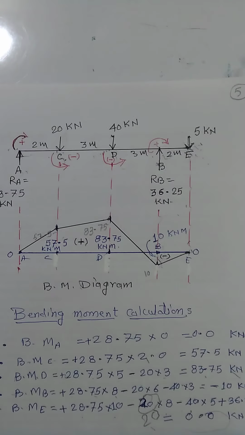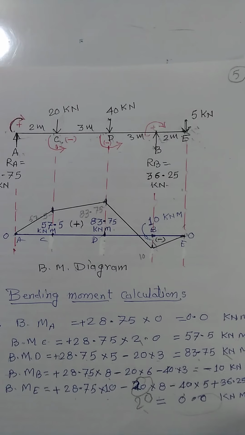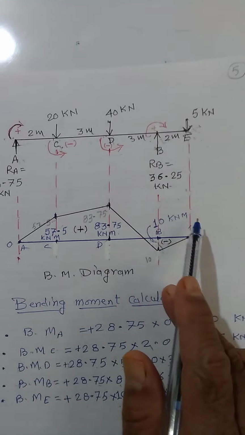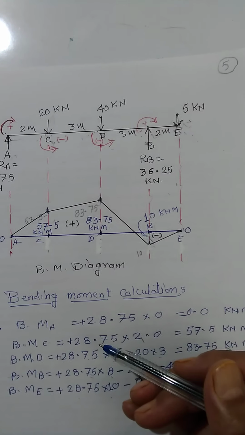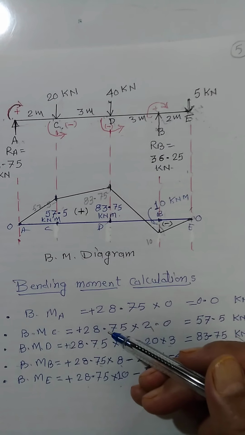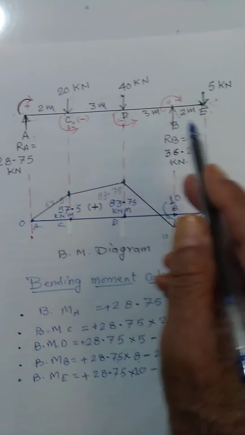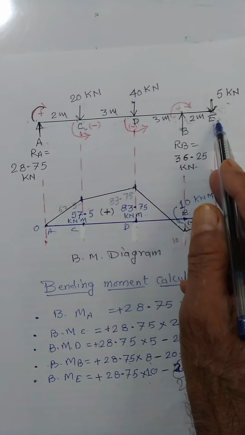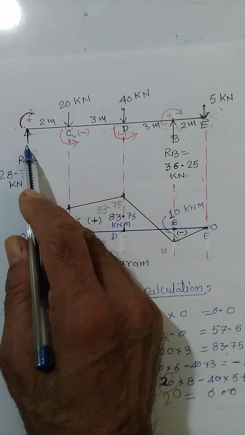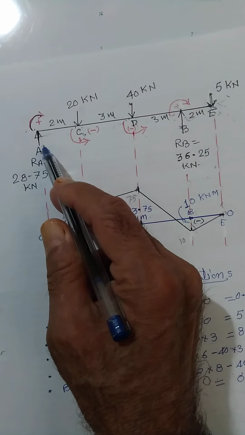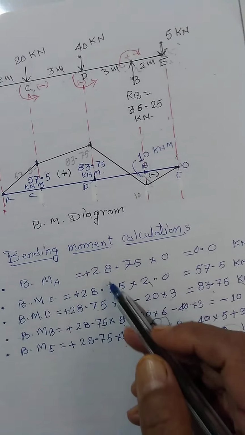Now we'll take an example of an overhang. We can very easily calculate the reactions as well as draw the shear force diagram. Now, again start from the left end and reach the last end E. So we are starting from A. The bending moment at A will be nothing but 28.75 into 0, because there is no perpendicular distance.